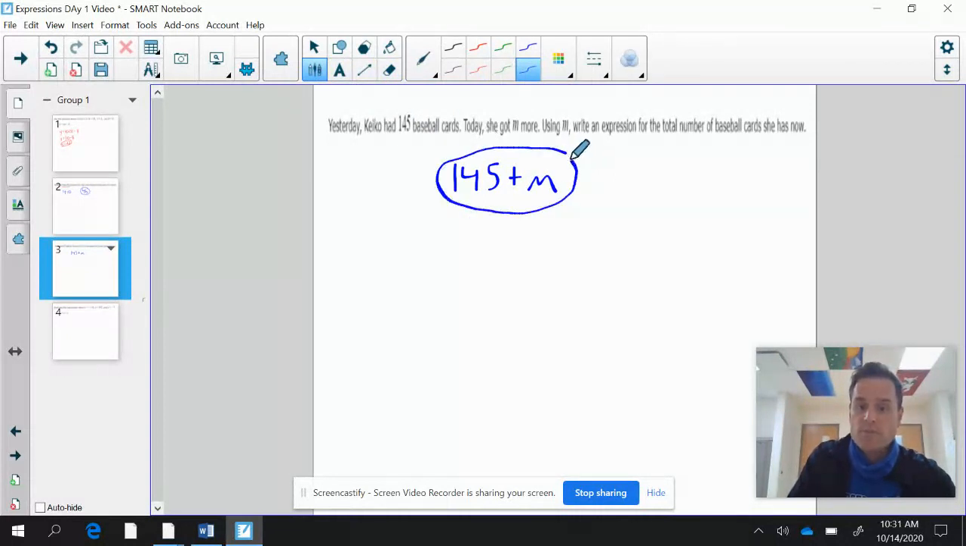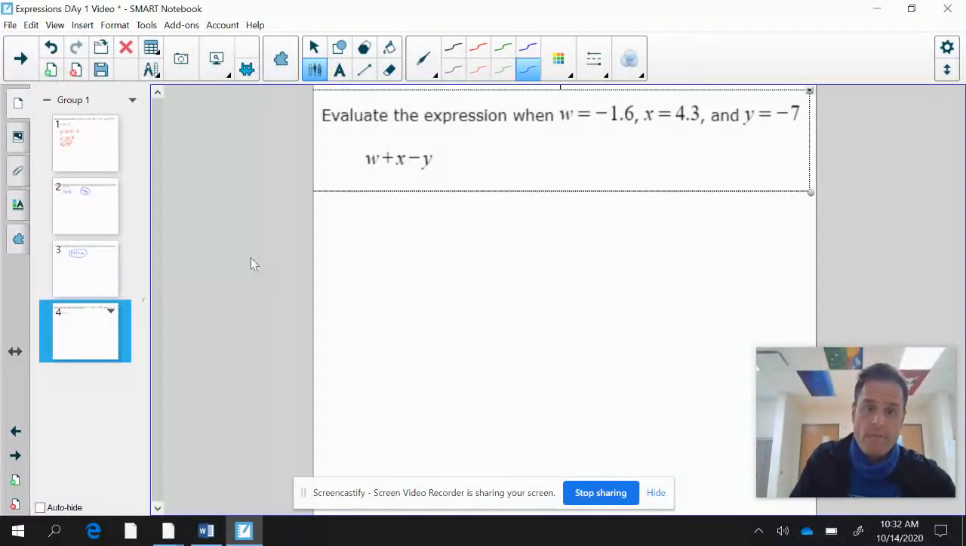And remember that an expression is a value that you're not going to be able to solve. We're just going to have to write it in a way that if we did have the value of M, we could solve it.